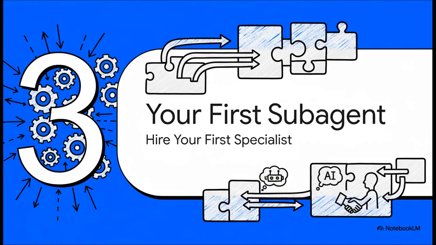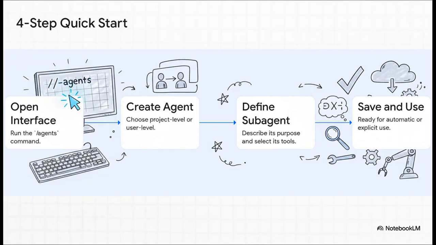Okay, I bet you're thinking, this sounds great. How do I get one? So let's do it. Section 3, your first subagent. Let's go hire our first AI specialist. And trust me, it's way easier than you think. It really is just 4 quick steps. 1, you type the /agents command. That pops open the interface. 2, you click Create New Agent. Easy enough. 3, you give it a job description. Tell it what its purpose is and what tools it's allowed to use. And 4, you save it. Boom, done. You've got a new specialist on your team, and Claude can start delegating to it automatically, or you can call it up yourself.